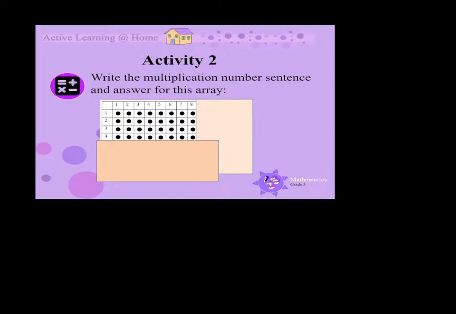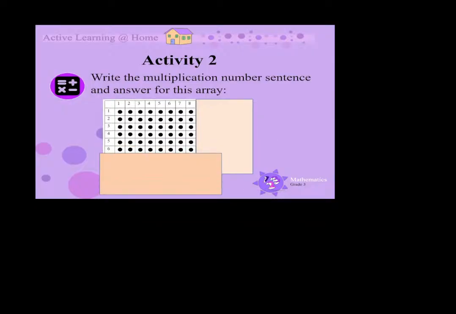Activity 2. Let's write the multiplication number sentence and answer for this array. The array shows 4 groups of 8. So the multiplication number sentence is 4 times 8. Now count the dots, and you will get the answer 32. You do this one now. Write the multiplication number sentence and answer for this array.